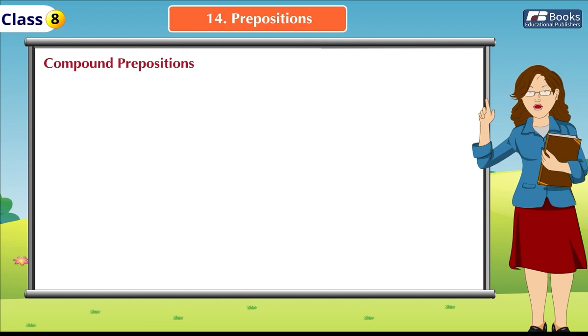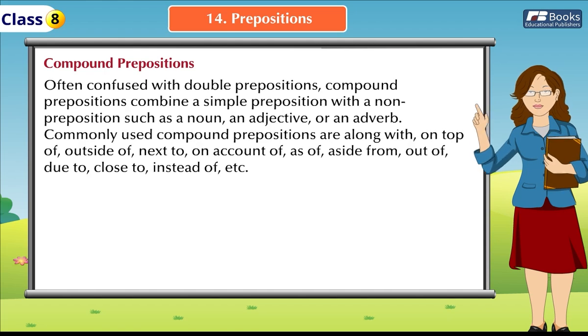Compound prepositions. Often confused with double prepositions, compound prepositions combine a simple preposition with a non-preposition such as a noun, an adjective, or an adverb. Commonly used compound prepositions are along with, on top of, outside of, next to, on account of, as of, aside from, out of, due to, close to, instead of, etc.